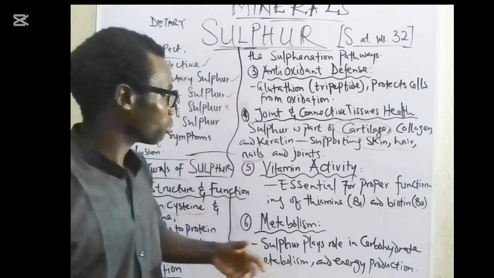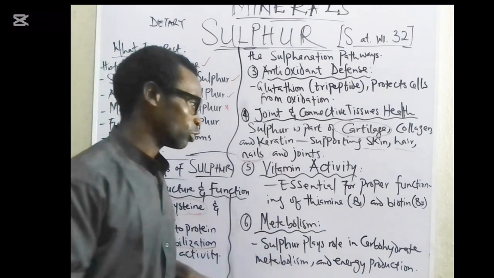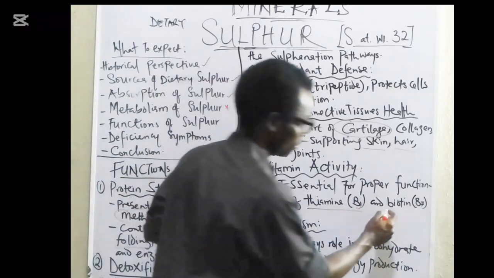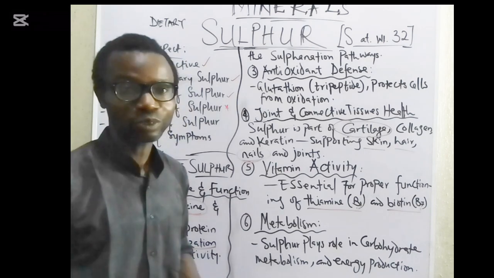Now, another important function is vitamin activity, essential for the proper functioning of thiamine, which I talked about, which is vitamin B1, and biotin, which is vitamin B7. So sulfur plays an essential role in this.